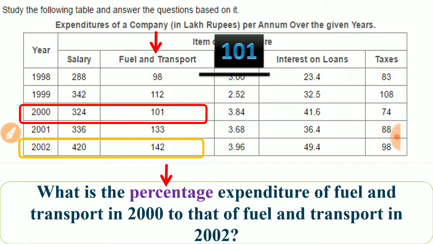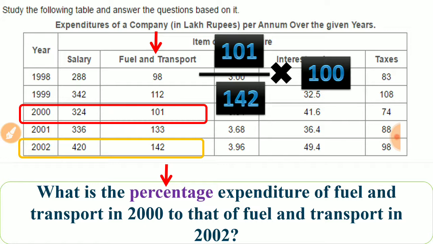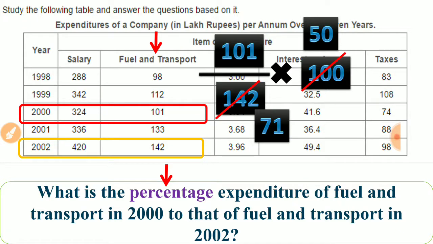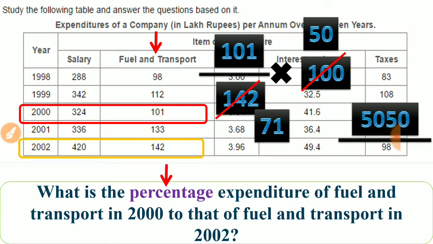So we have to find the percentage, right? So 101 divided by 142 into 100. So I am cancelling 142 and 100 by dividing both by 2. In 142 we get 71, and if you divide 100 by 2 we get 50. And the numerator is what? 101 into 50.